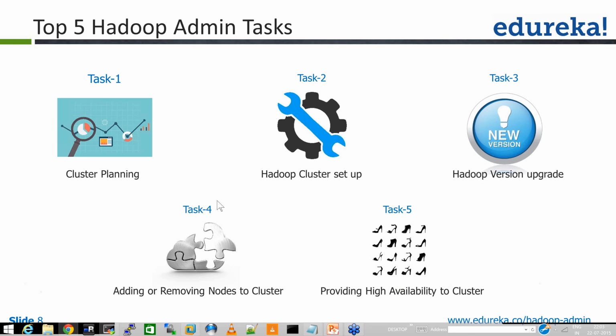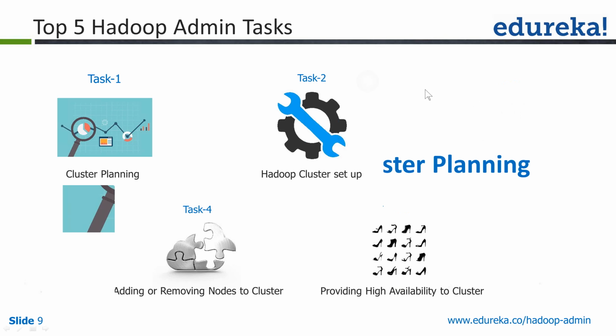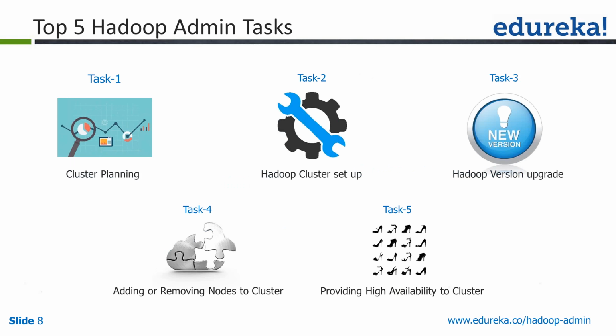Okay, so the biggest cluster on this planet is with Yahoo. They have a 35,000 node cluster. Generally in organizations you will see Red Hat and CentOS Linux, because both provide security and enterprise-level support for their distributions.